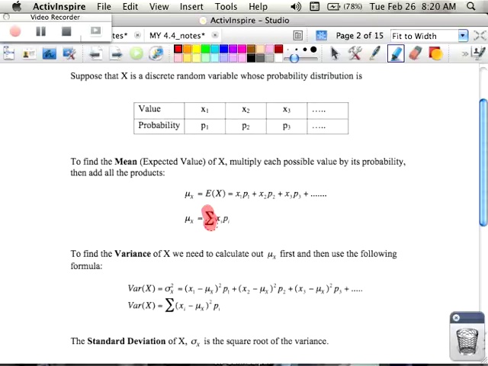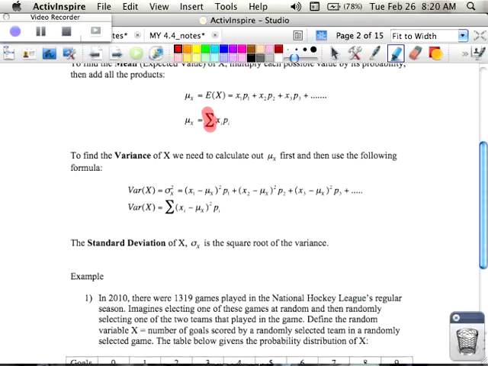So these two mu's that you see here, which stand for mean of the population, are talking about finding the average likelihood that something's going to occur. In Algebra 2, if you did this, this would be what they used to call the expected value when you would talk about probabilities.